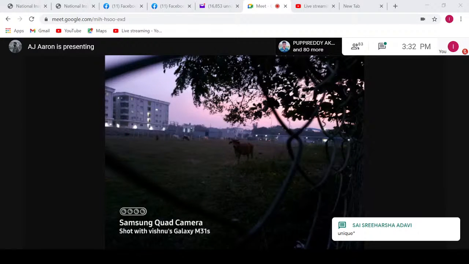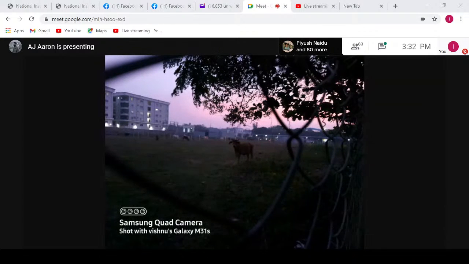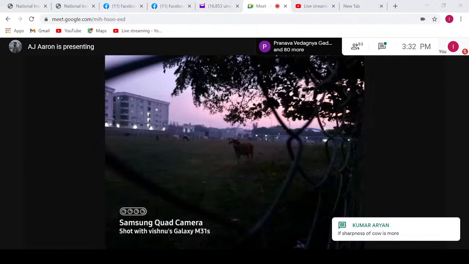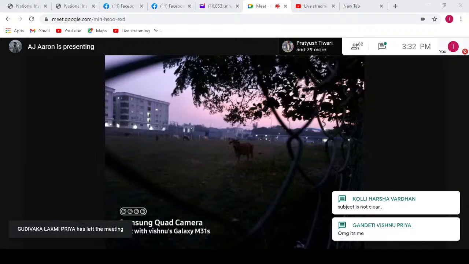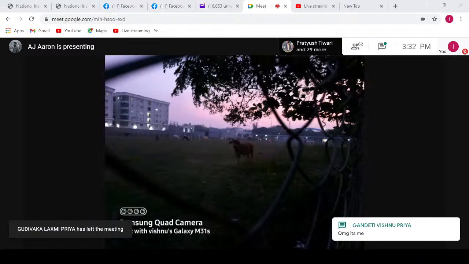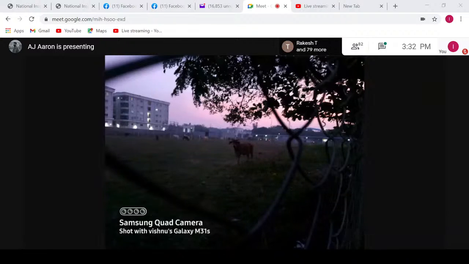Brightness should be more. Okay. Foreground is a bit blurred. Okay. Focus is missing. Ideal frame is nice. Shadows of color. It's not clear. Someone says, "Oh my God, it's me."